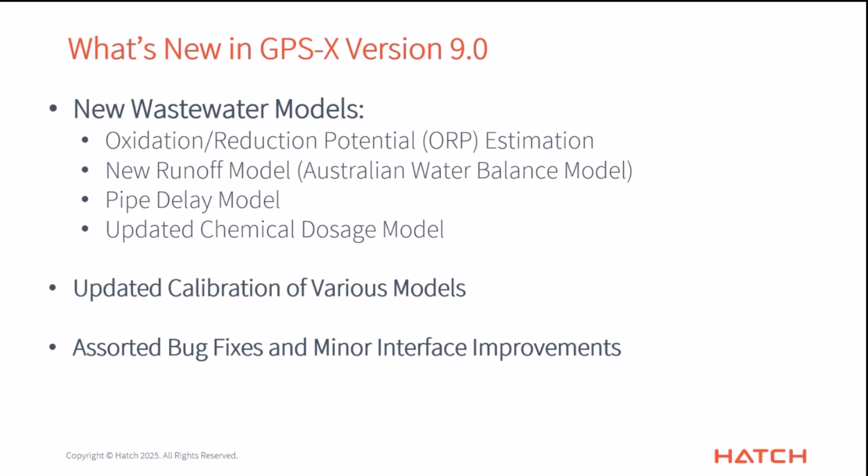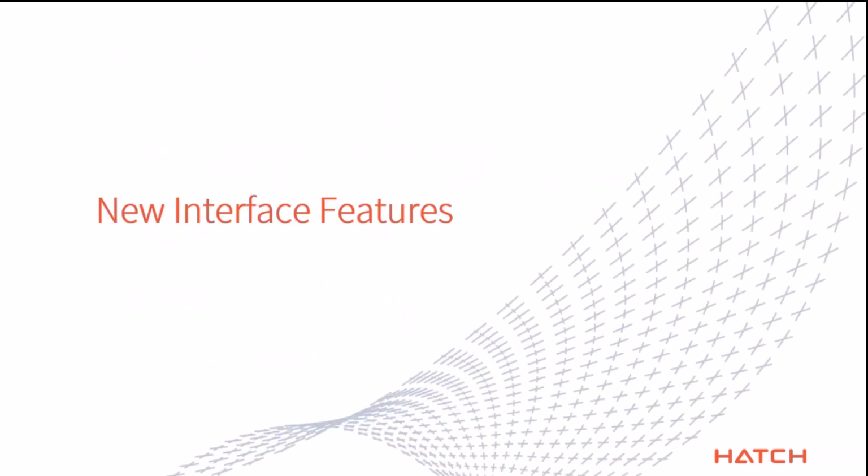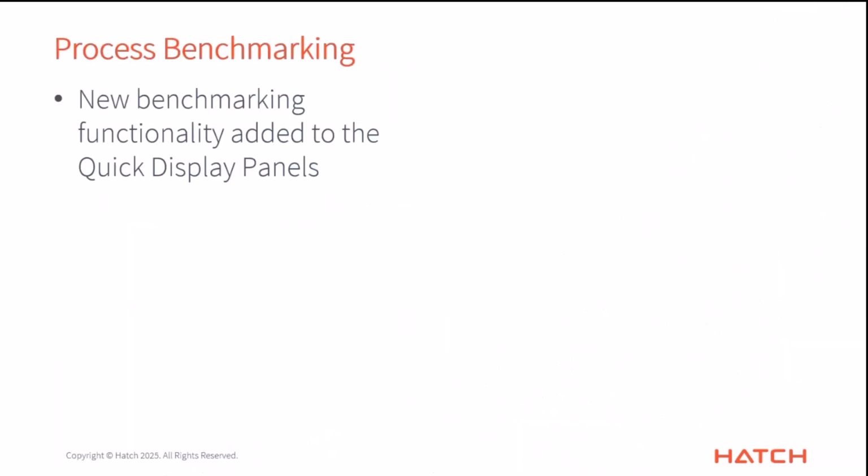Okay. So now, as I mentioned, that's everything that's new in version 9. We don't have time today to squeeze all the demonstrations in. So we're going to do about half of this today, and about half of it next month. So I'm going to talk right now about the new interface features, and there are 4 of them that I want to talk about. The first one is process benchmarking.